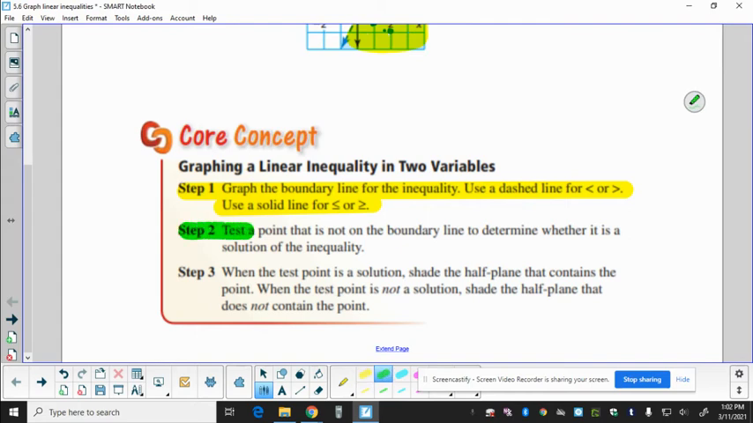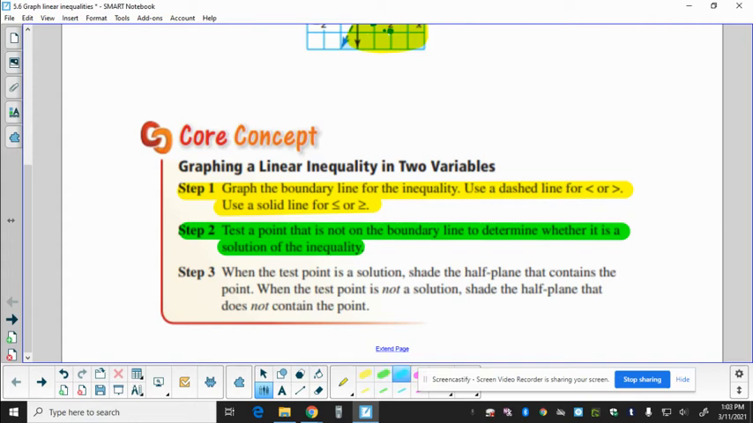Step 2, we want you to test a point that's not on the line and see if it's a solution for the inequality. Step 3, if the test point is a solution, then shade the half of the plane that contains that point. If that test point is not a solution, then shade the other half plane that does not contain the point. We also have another way we could do this that we'll talk about in just a moment.